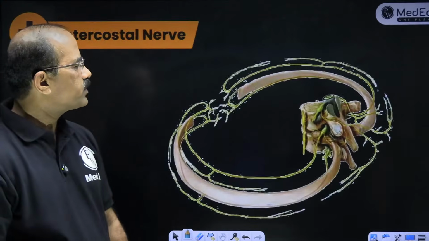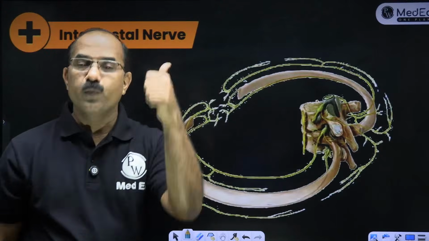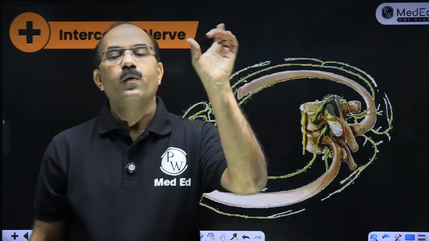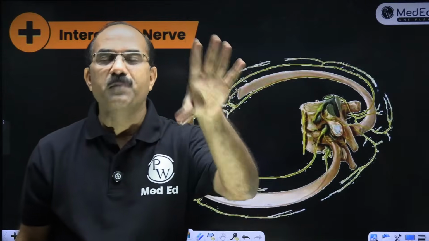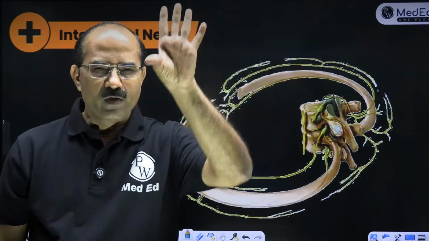Now what is an intercostal nerve? बस एक short में बोलता हूँ. It is the ventral ramus of a thoracic spinal nerve. Normally ventral ramus of a spinal nerve से क्या बनता है? Plexus. Ventral ramus of a spinal nerve forms a plexus.